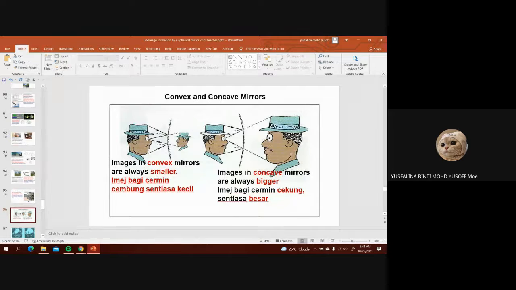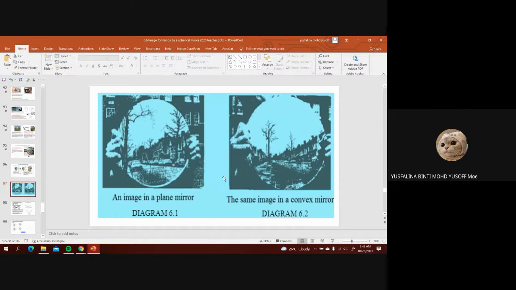Okay, so the image in a convex mirror is always smaller. We already saw just now that a convex mirror has only one type of ray diagram, and the image in a concave mirror is always bigger. But this one depends on the object distance. If you want to make it bigger, it means U must be smaller than F. And this is the image formed by the plane mirror and the convex mirror. You can see for the convex mirror, the field of vision here is much wider than this one.